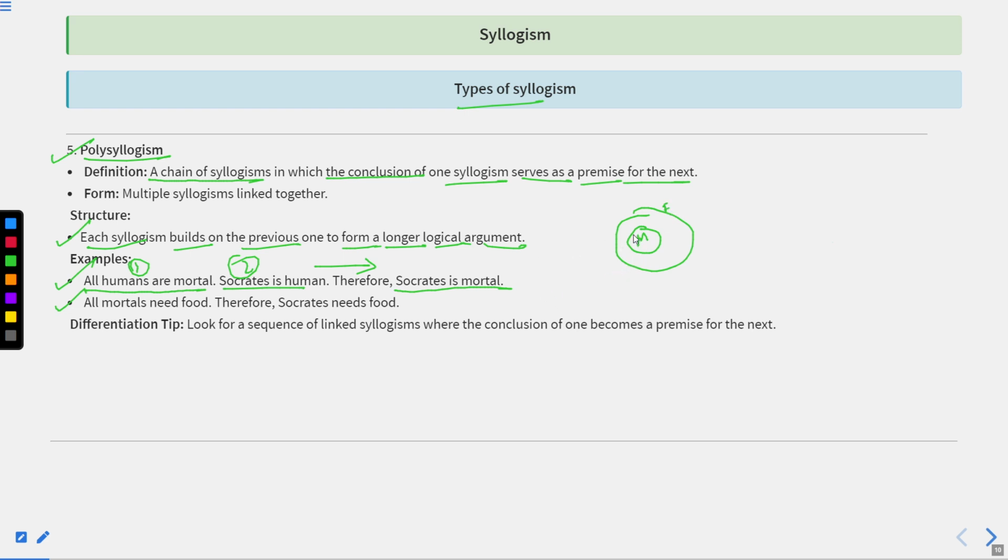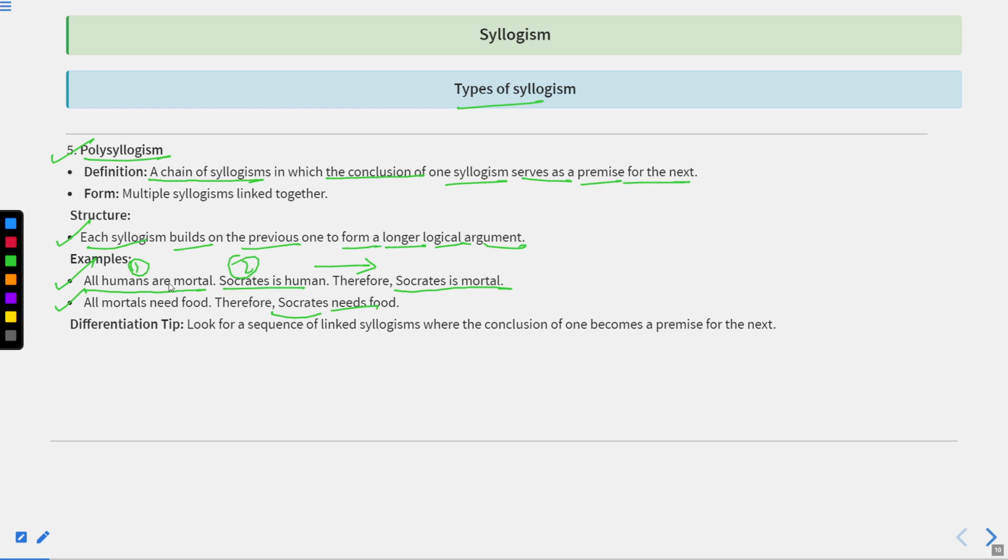Now, obviously we have clarified that Socrates is what? Socrates is mortal. So, Socrates will fall where? Socrates will fall somewhere here inside this circle. So what we can infer from this statement is that, therefore, Socrates, who is a mortal, also needs food. So this type of syllogism, where the inference of one syllogism is acting as a statement for another syllogism, is considered to be polysyllogism.